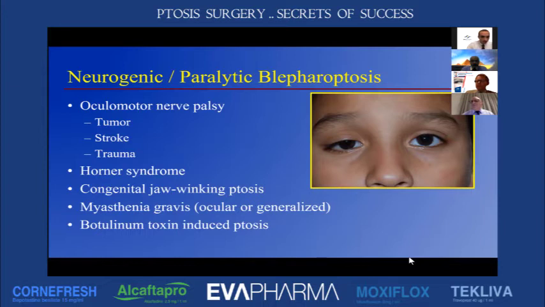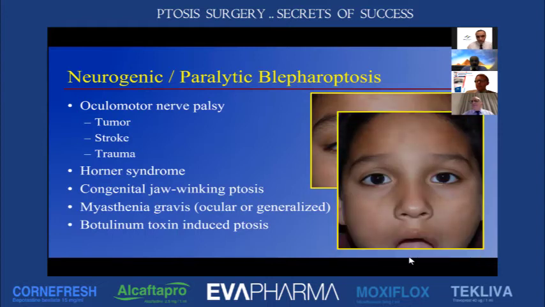Another cause is congenital jaw winking ptosis, where the patient, such as this child, has a ptosis, but when they move their mouth or muscles of mastication, they end up with elevation of the eyelid. Myasthenia gravis, many people would consider either a neurogenic or sometimes a myogenic ptosis. It's kind of in the neuromuscular junction. And then, of course, botulinum toxin-induced ptosis, also kind of neurogenic or sometimes considered myogenic.